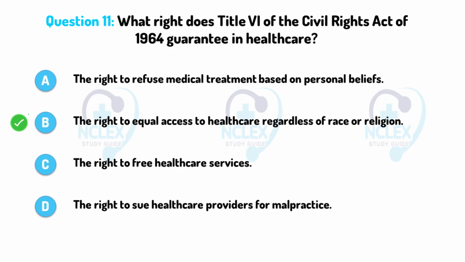Answer. B. The right to equal access to healthcare regardless of race or religion. Explanation. Title VI prohibits discrimination based on race, color, or national origin in any program or activity that receives federal funding. This ensures equal access to healthcare services for all individuals.